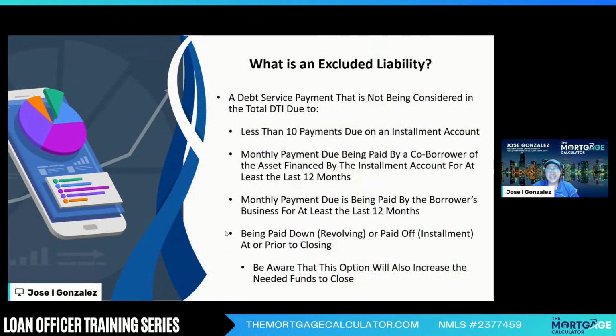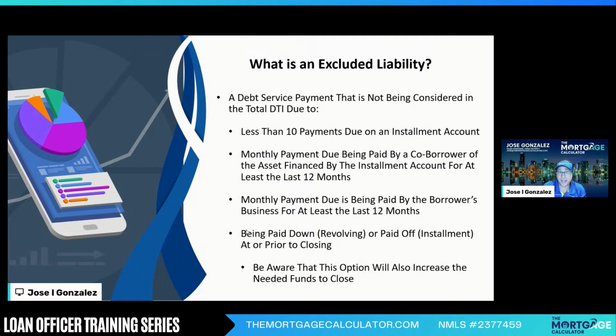So what exactly do we mean by an excluded liability? Because if you search that phrase, you're not necessarily going to get what we're talking about. We've sort of combined it to mean something. An excluded liability is essentially a debt service payment or collection judgment, but in most cases, we're talking about a debt service payment that is not being considered in the total DTI due to less than 10 payments due on an installment account. Notice I put installment account, not a lease.